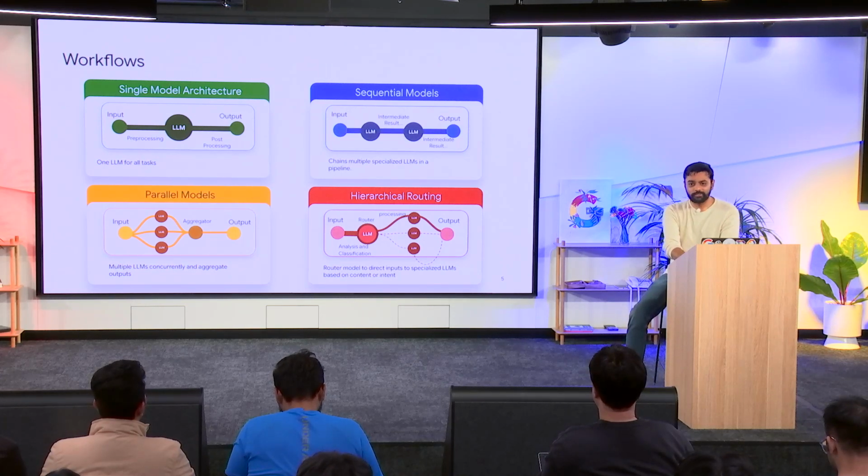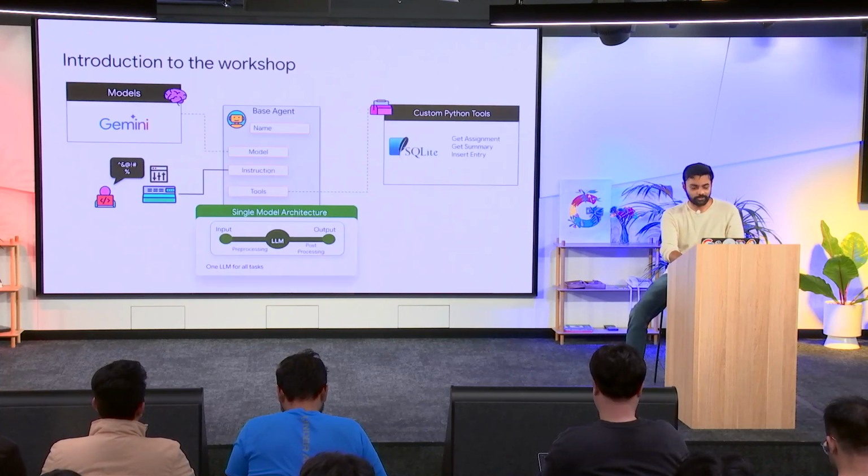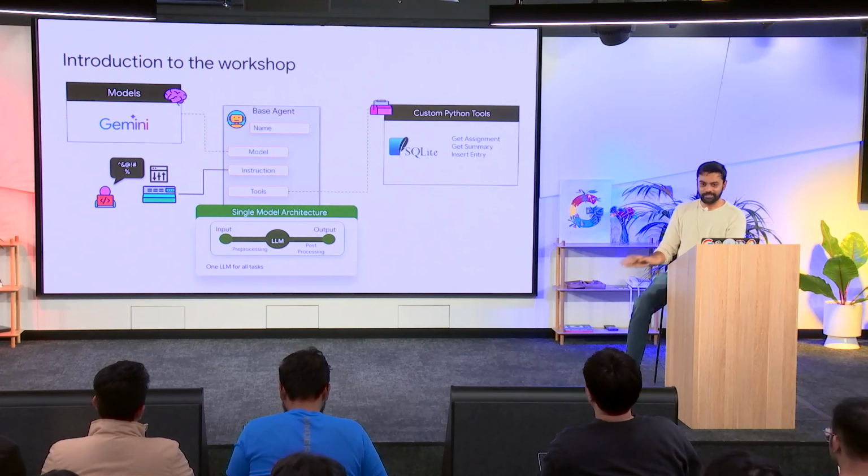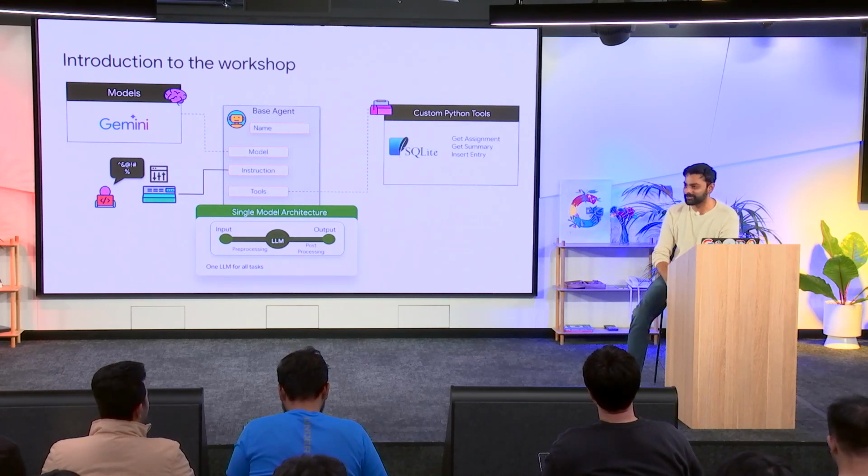So what we're going to build today is just from these two slides, a combination of them. So we're going to build a single model architecture. I know, very simple, right? Just put everything into a prompt, give it tools, and it does the job. So we're going to make it simple so that for beginners it's easy as well to get your hands on. We'll use Gemini, of course, give it some instructions, and then make our custom Python tools.